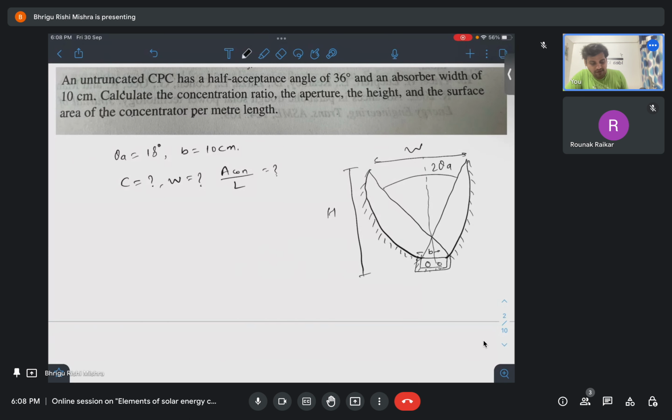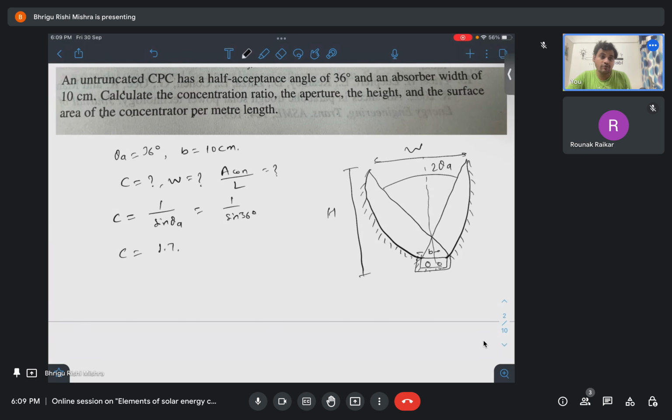So first thing is the concentration ratio. As you know, it is proportional to 1 by sine of acceptance angle. Here, sorry, this is the half acceptance angle, so theta equals 36 degree. So C equals 1 by sine theta A, or 1 by sine 36 degree. So the concentration ratio is equal to 1.7.